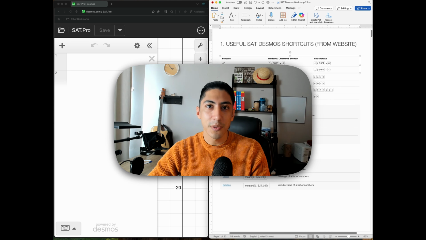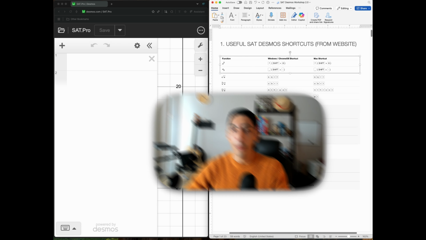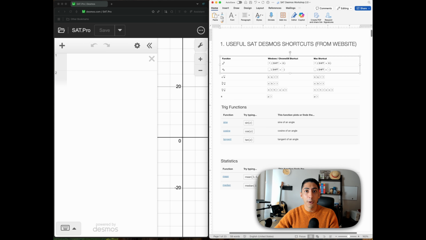Hey students, the Desmos calculator is the default calculator on the SAT, and it's an extremely powerful calculator. It can help you get to the module 2 a lot easier and get through some of the hardest questions. Also, it helps you be way more efficient, way faster, and make less mistakes since you won't be having to write things by hand as much. I'm going to show you the things that I like to do for the SAT.